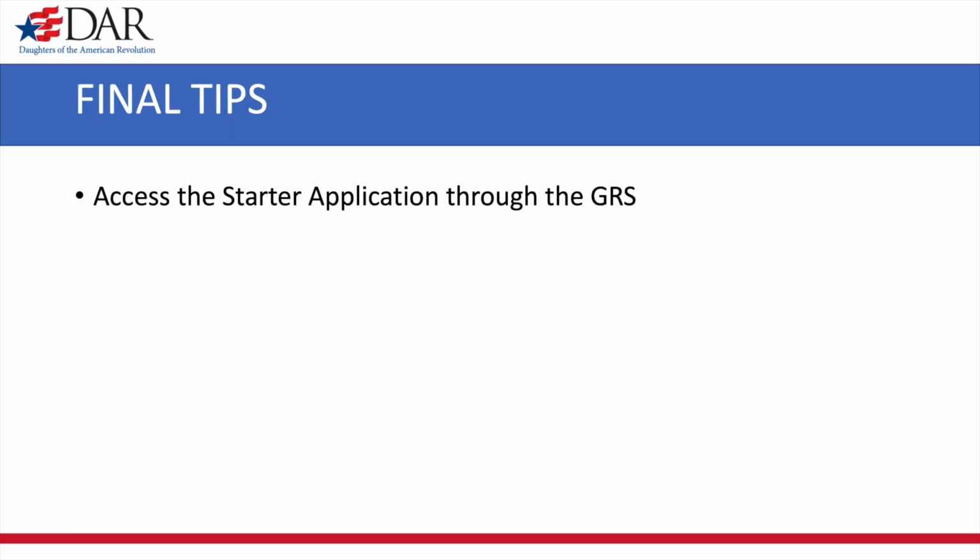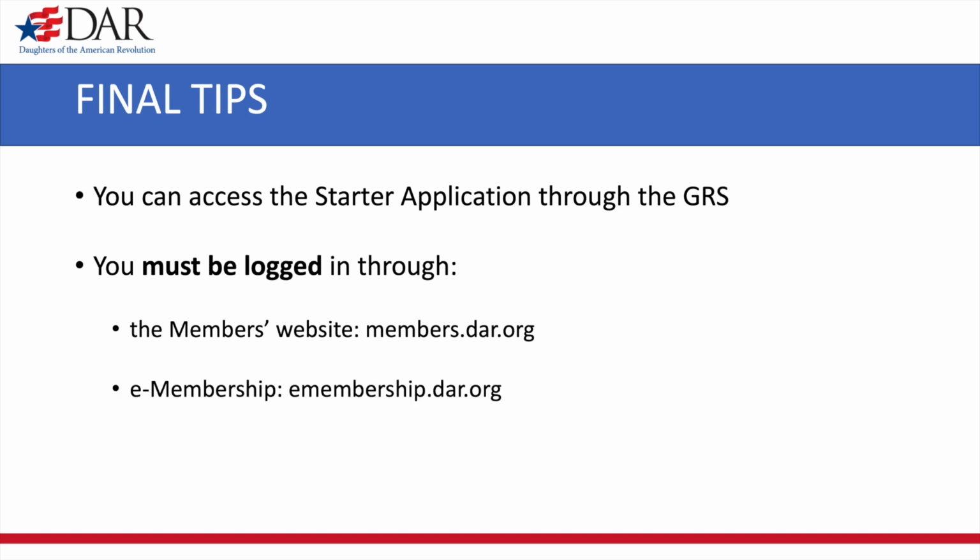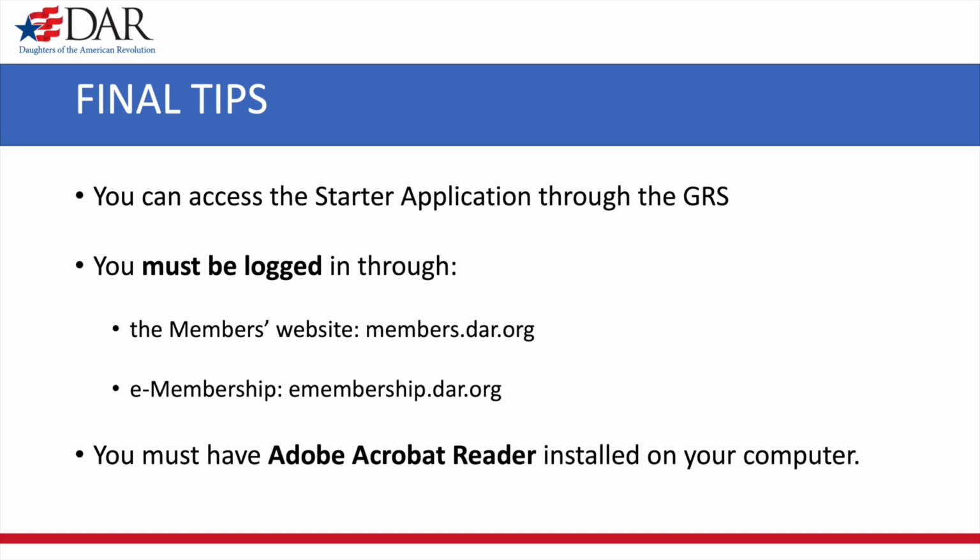My final tips include to access the starter application through the GRS that is available on the member's website. You must be logged in at members.dar.org or through eMembership at emembership.dar.org. You will not be able to see it if you go through the public website. You must be logged in as a member. And you must also have Adobe Acrobat Reader installed on your computer.